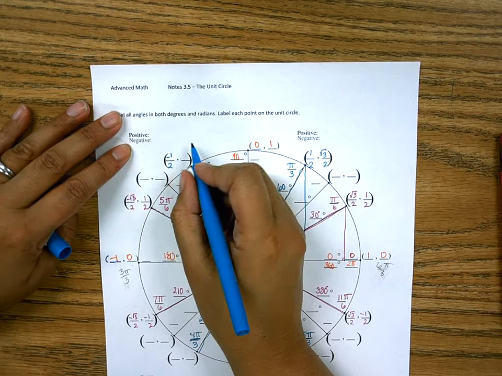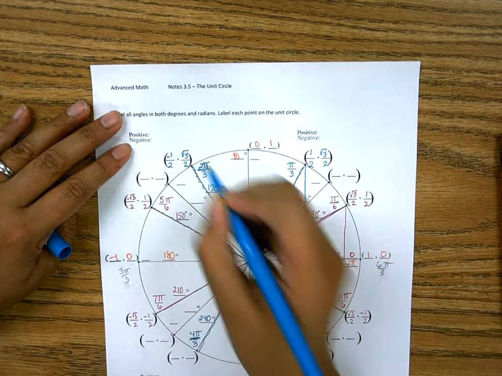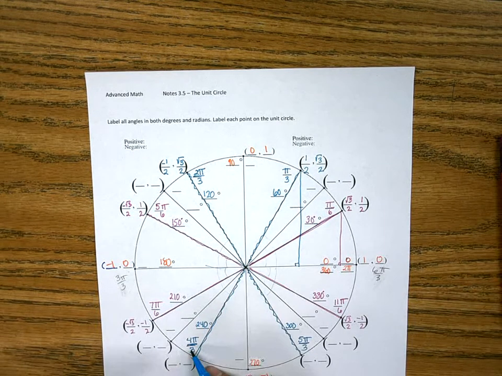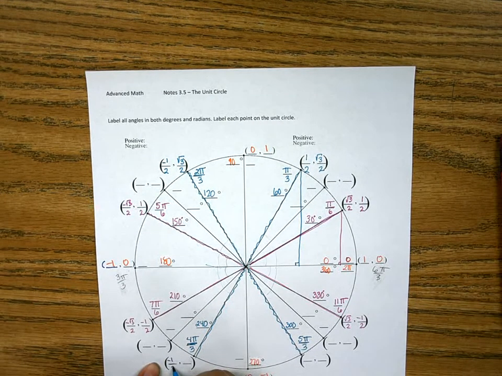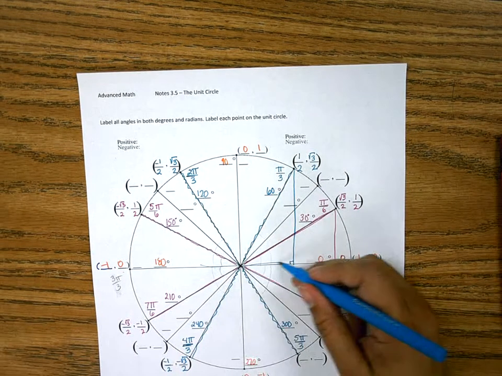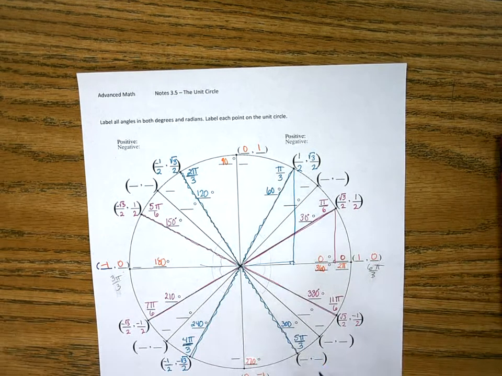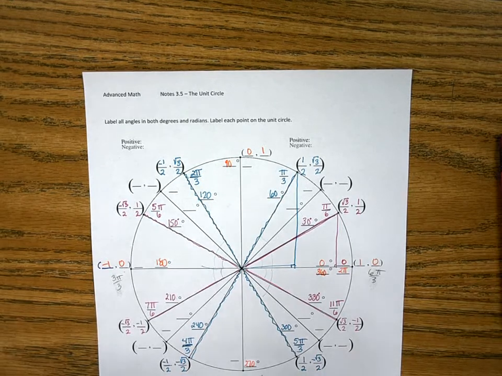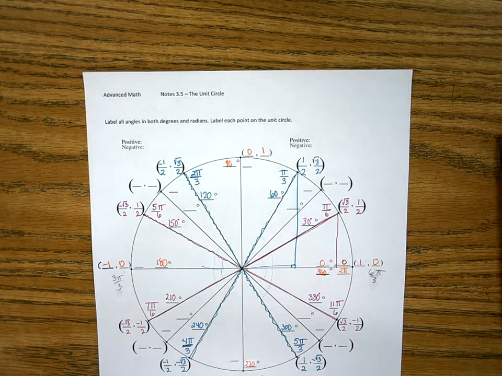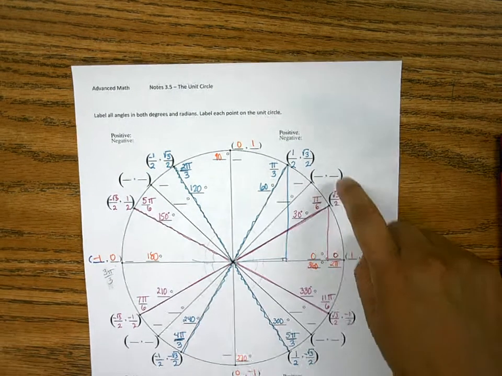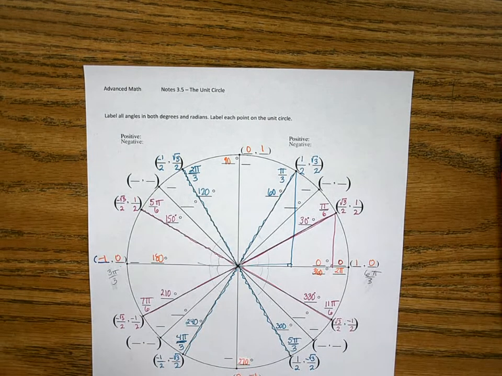Short side, long side. So negative 1/2, positive root 3 over 2. Look at this triangle here. Short side, long side would be negative 1/2 and negative root 3 over 2. And again, another short side, long side would be 1/2 and negative root 3 over 2. All right, and the last one we have is our 45 degrees.